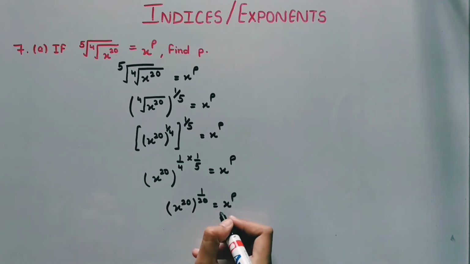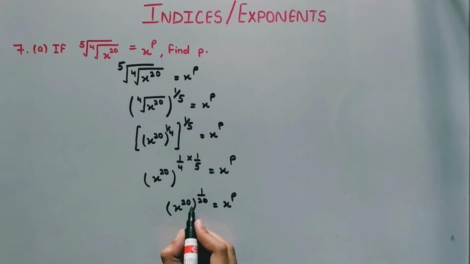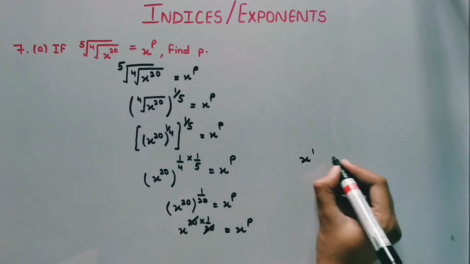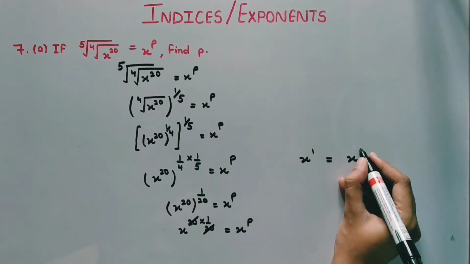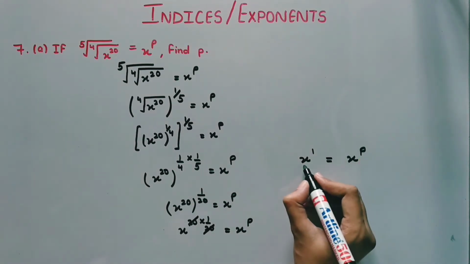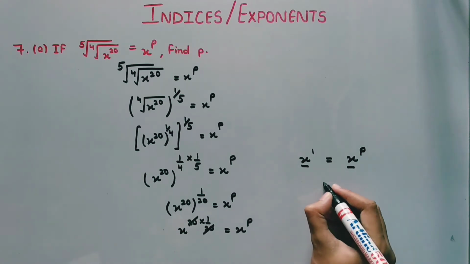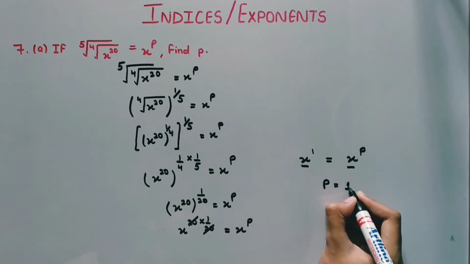Now these powers will also be multiplied. x raised to power 20 multiply 1 by 20, that is equal to x raised to power p. 20 and 20 will be cancelled. Here what we have? x raised to power 1, that is equal to x raised to power p. Now we know when we have similar coefficients, the powers are equal. Hence value of p is 1.